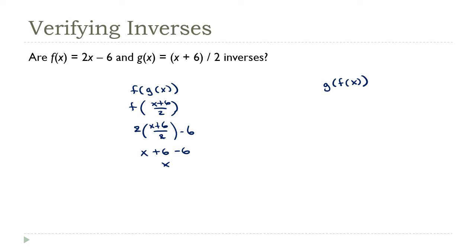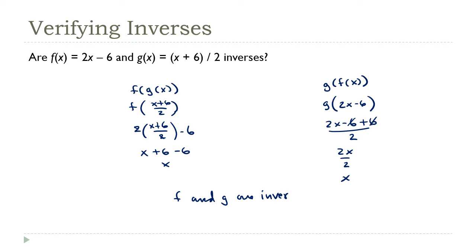But now I have to do the other side. If I come over here, this is g of 2x minus 6. So that's (2x minus 6 plus 6) over 2. And now the 6's are going to cancel. This is 2x over 2, which again is x. Excellent. That's what I'm looking for to be able to call these functions inverses. So I would say f and g are inverses of each other.